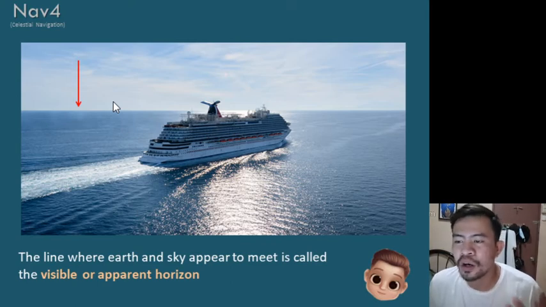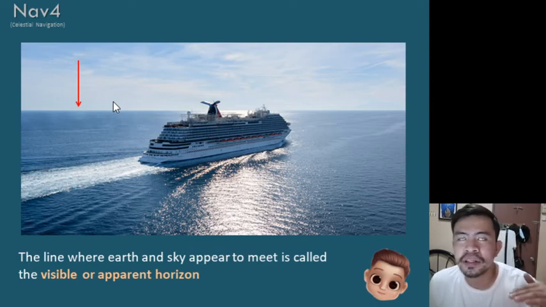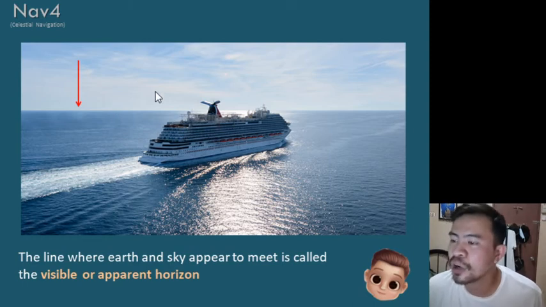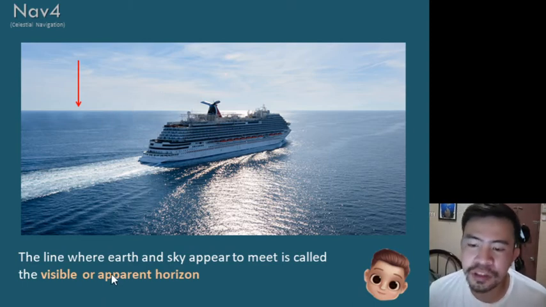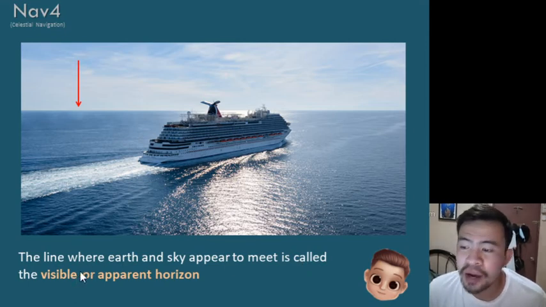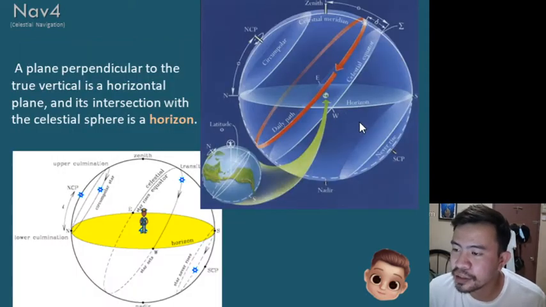So the first one here, whenever we look into the sea or we are in the open sea, we always see this line, the boundary where the sky and the sea meet. Now, we call that your horizon. Or here, as per the definition from the Bowditch, the line where the earth and the sky appear to meet is called the visible or apparent horizon. So we call this line your visible or apparent horizon.